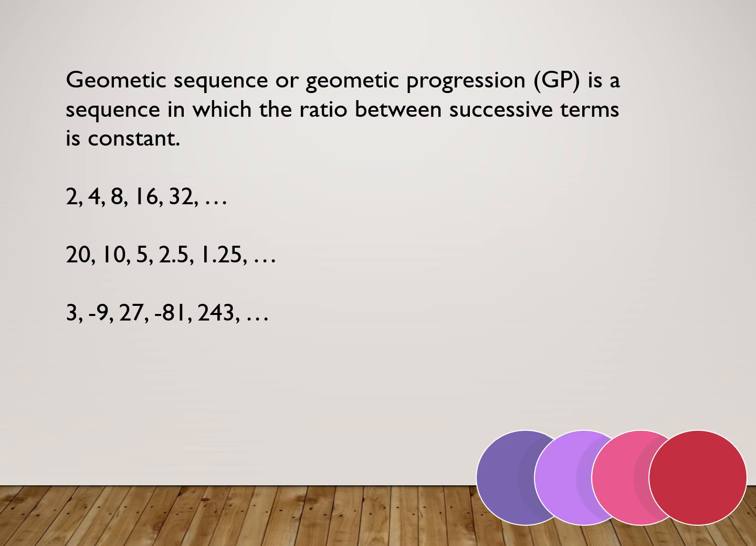The first one is 2, 4, 8, 16, 32. So the ratio or the multiple between them is 2. So you're multiplying by 2 as you go up. For the second one, 20, 10, 5, 2.5, 1.25, your multiple or your ratio is a half. So you're multiplying by a half to get the next term. And for the third one, 3, minus 9, 27, minus 81, 243, the ratio is minus 3. So you're multiplying by minus 3 to get each successive term.